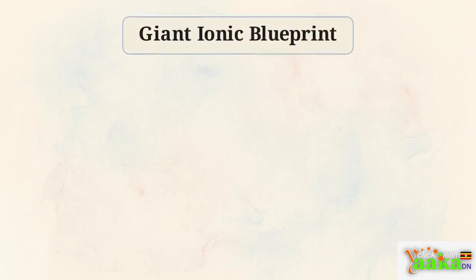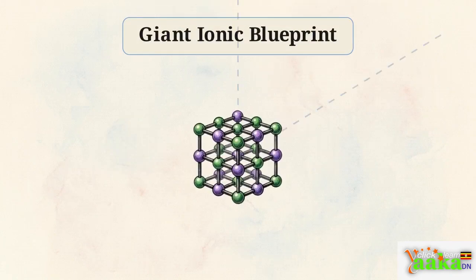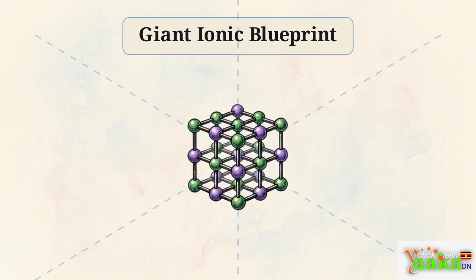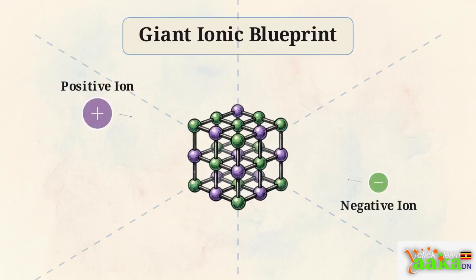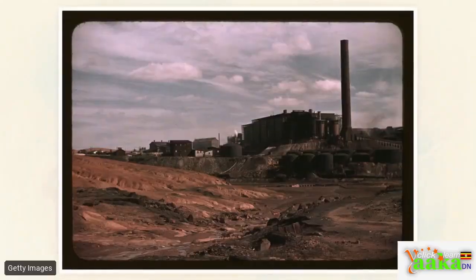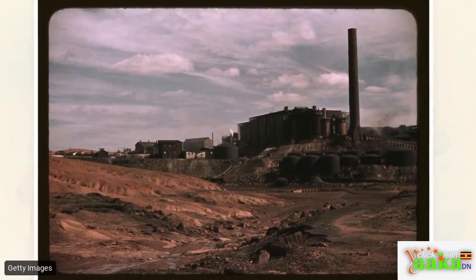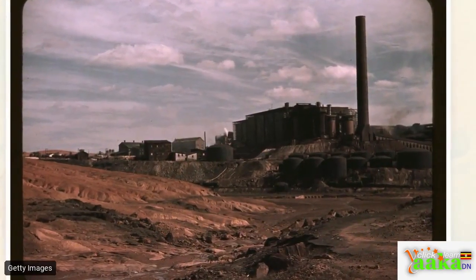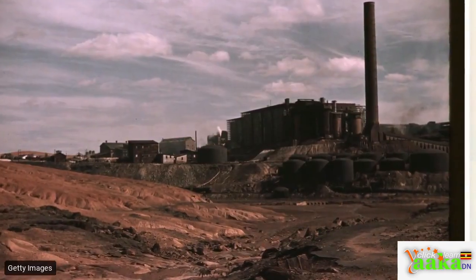Compare that to the giant ionic blueprint shown here. Materials like everyday table salt are built from a vast, repeating 3D arrangement of positively and negatively charged ions locked tightly together. These giant ionic structures are held by intense electrostatic attraction. To melt these bonds, you need massive amounts of industrial-level heat, like you see at facilities with these massive smokestacks.